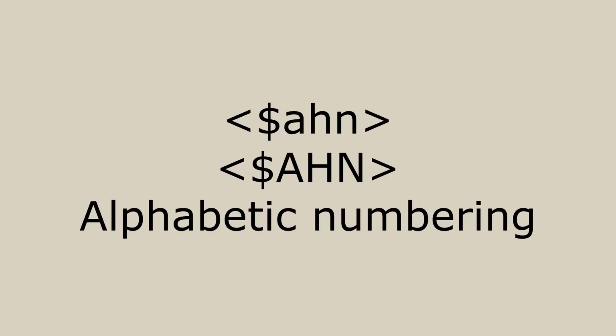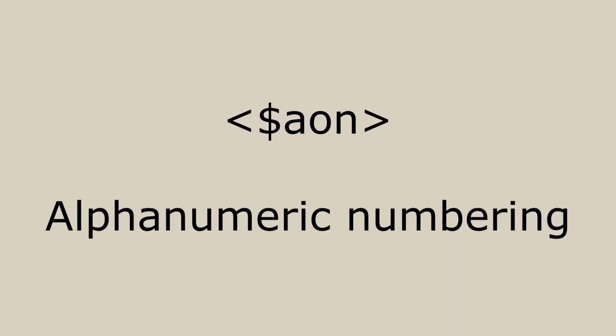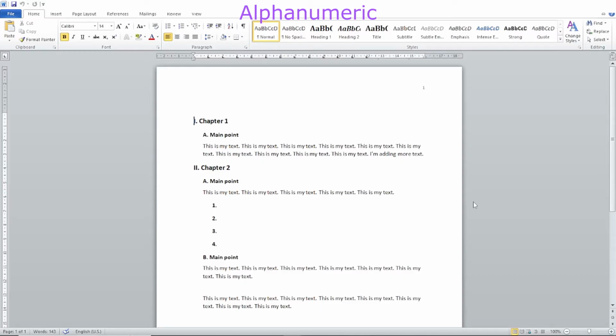The code $AHN will create alphabetic numbering. Putting the AHN in caps will put the text in caps. You can see both here on different levels. If you're using this kind of numbering, you should probably omit it from the main title as it repeats. Finally, $AON gives you alphanumeric numbering.